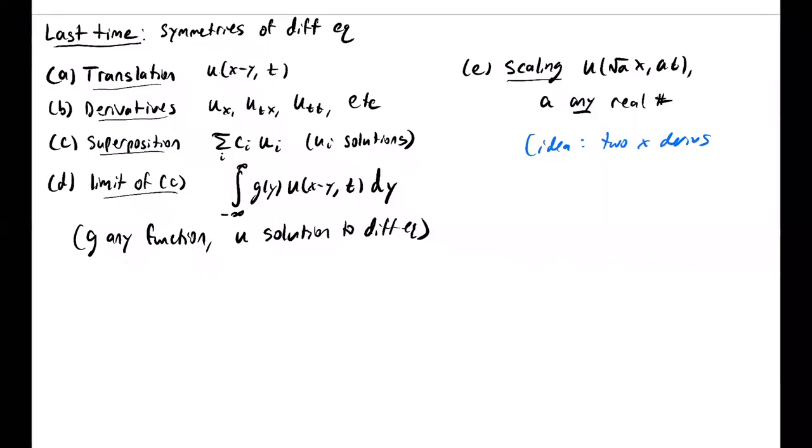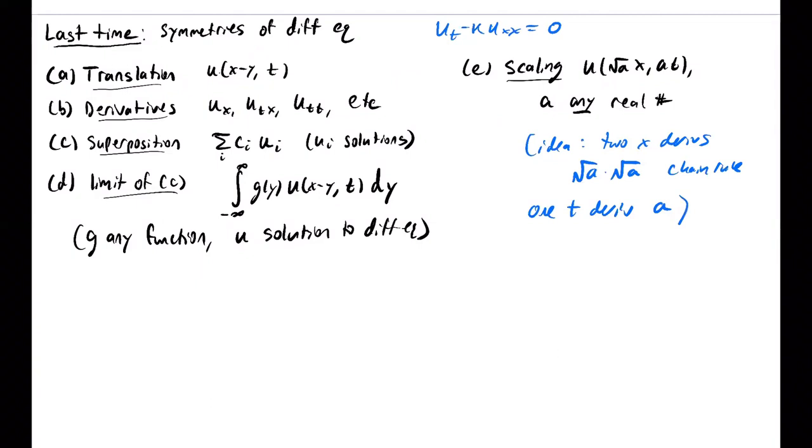The idea is just, well, I have two x derivatives, right? Remember the diffusion equation is u_t minus k times u_xx equals 0. And so differentiating in x twice will give me square root of a times square root of a because of the chain rule. And then I have one t derivative, so differentiating with respect to t will just give me a. And this is the reason for the square root, because I want these to be equal so that I can factor out the same quantity and then divide 0 by this quantity. And so that's the idea for how the proof works.